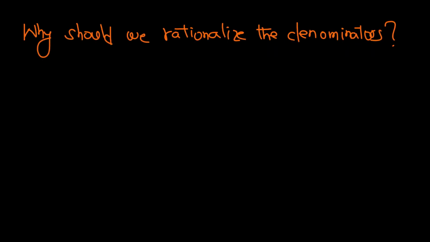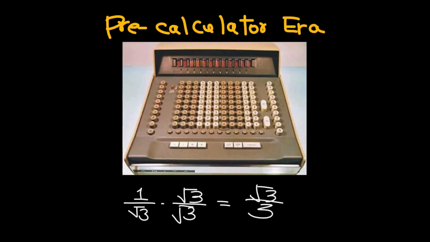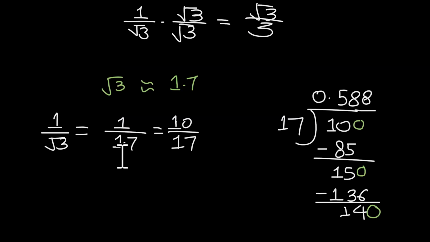Now, why should we rationalize the denominators? Back in the pre-calculator era, people either had to do the mental math or manual calculations. There was no other way. Now, I think everyone can agree that it's much easier to get a numeric equivalent of square root of 3 and divide it by 3 than divide 1 by the square root of 3. As you can see here, dividing 1 by the square root of 3 requires an intensive long division process, and if you're interested, you can pause the video and try to make sense of this.